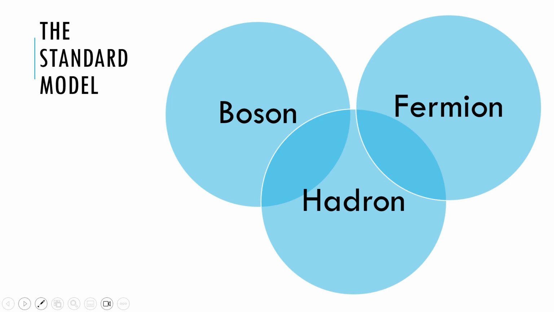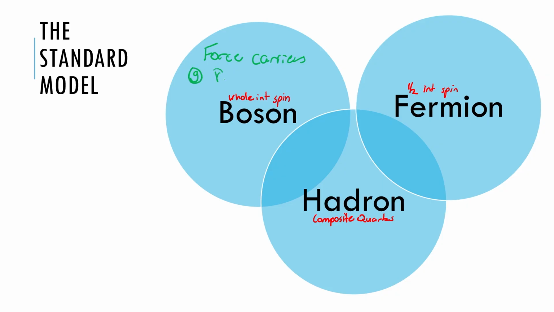This can be best shown by using a Venn diagram. So bosons are particles with whole integer spin. Some of them are not hadrons. They are not composite particles. And these are our force carriers. This includes our gluons, our photons, our W and Z bosons, and our Higgs boson. There are also some bosons which are composite particles. These are mesons, and they always are made of two quarks.